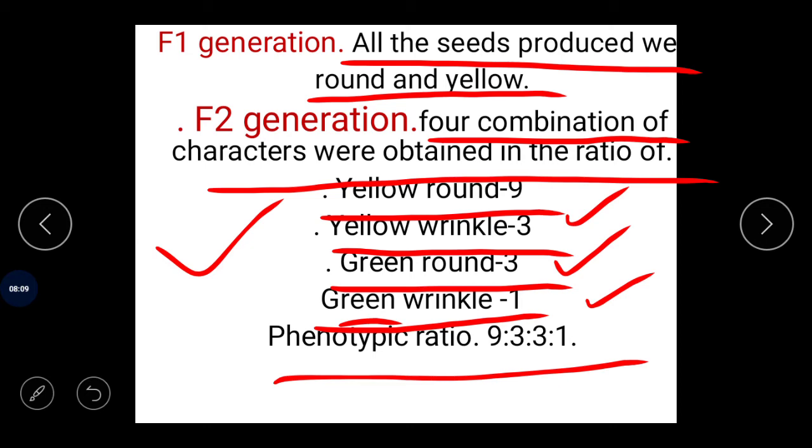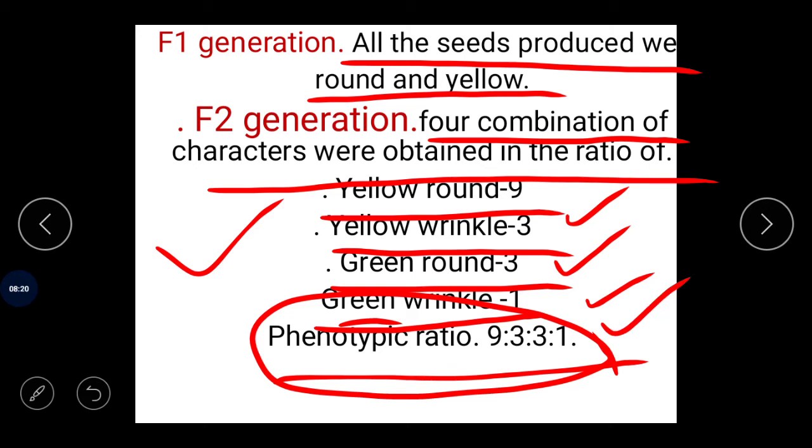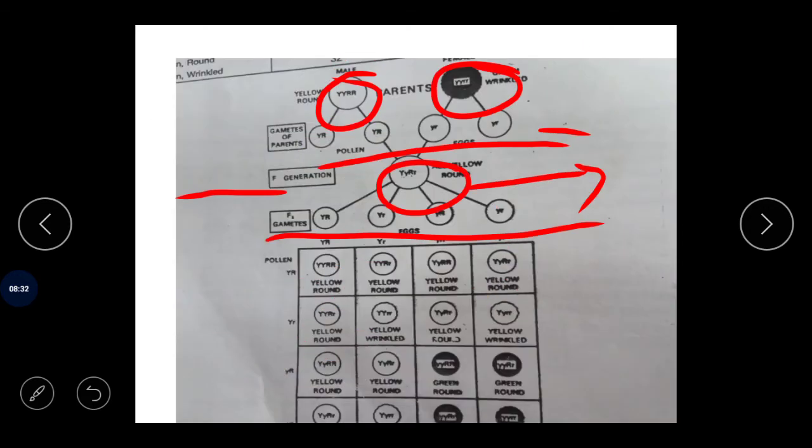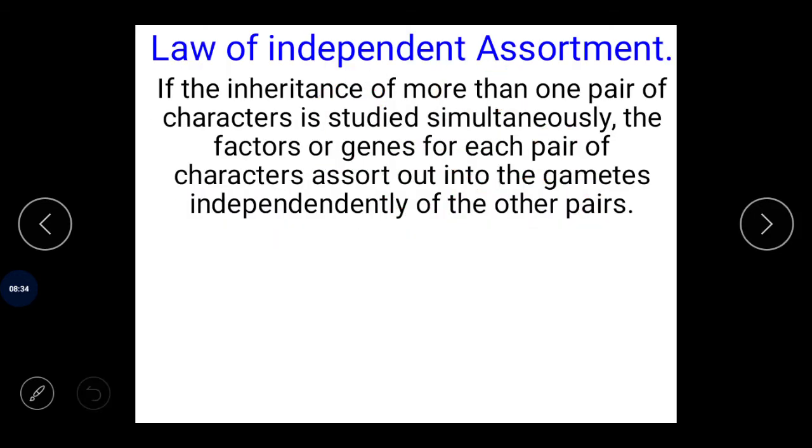याद रखिएगा, in F2 generation. Okay, in F2 generation. एंड ये कभी पूछा जाता है एग्जाम्स में कि व्हाट इज द phenotypic ratio of Mendel's dihybrid cross. It is 9:3:3:1. 9 means round yellow, 3 means yellow wrinkle, and 3 again means green round, and 1 is the green wrinkle. Okay, so from this he obtained the law, and the law is called the law of independent assortment.